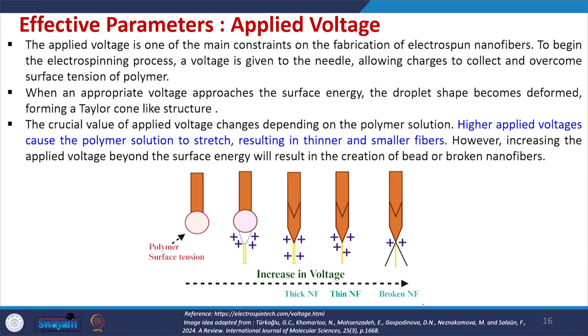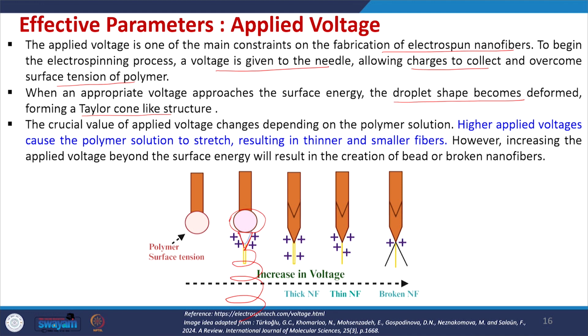The next important parameter is applied voltage. The applied voltage is one of the important parameters in the fabrication of electrospun nanofibers. In the electrospinning process, a voltage is given to the needle, allowing charges to collect and overcome the surface tension of the polymer. When an appropriate voltage approaches the surface energy, the droplet shape becomes deformed, forming a Taylor cone-like structure. In this picture, you can see the droplet shape is deformed and forms a cone-like structure. This is called the Taylor cone, and from here you get the nanofiber, it ejects the nanofiber.